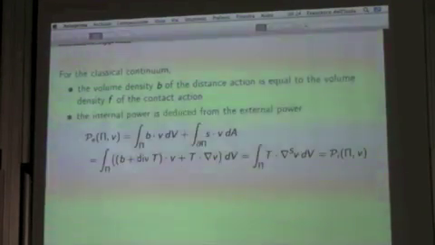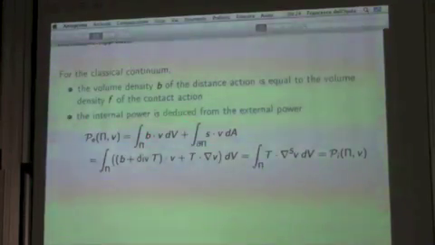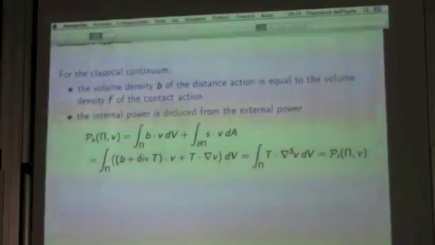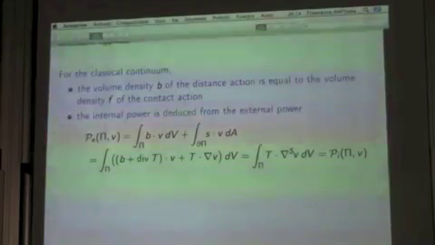So this I just said. At this point we can simply take the external power, which is defined in this way with distance actions and contact actions, to transform it this way, and we get the internal power. That means that the internal power is not something independent of the external power.